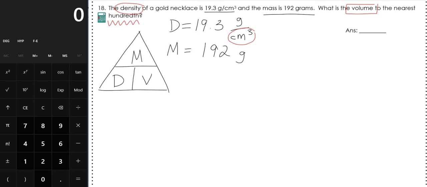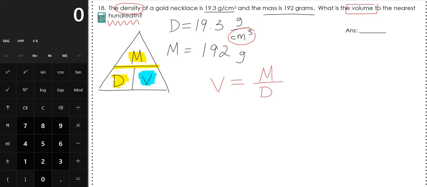Now, the way that you use your triangle is you think about which of these 3 letters am I solving for. In this case, we are solving for volume right here. So what you need to do is you need to take a look at the other 2 letters, the D and the M, the density and the mass, and you need to see how they're laid out. Right now, we see that mass is over density. That's telling you that you're going to divide. You're going to divide mass by density, and you'll get the volume. So we are going to do V equals M, the mass, divided by density.